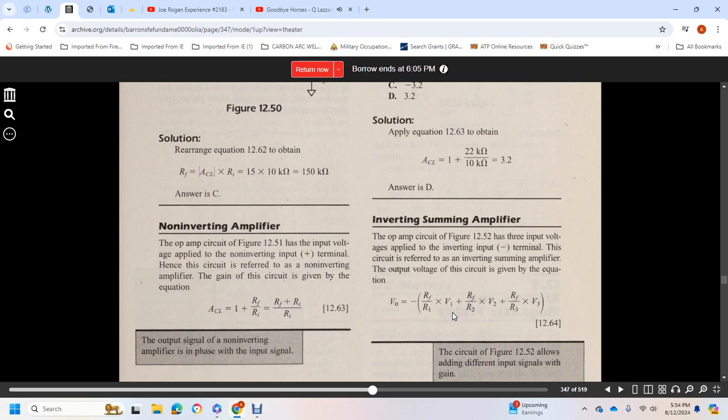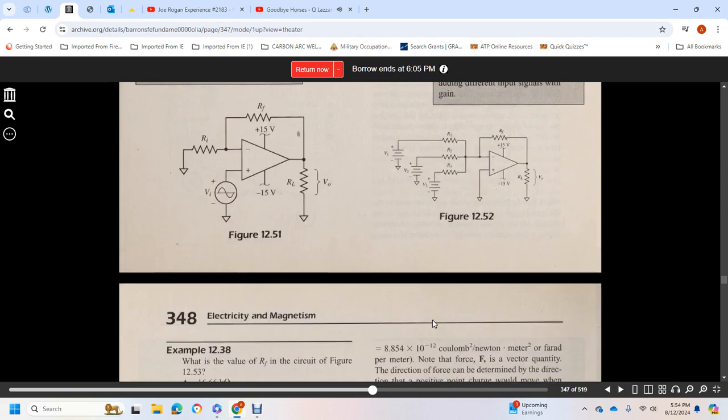Inverting summing amplifier operational amplifier circuit, figure 12.52. The input voltage is applied to the inverting negative terminal. The circuit is referred to as an inverting summing amplifier, and the output voltage of the circuit is given in the equation.